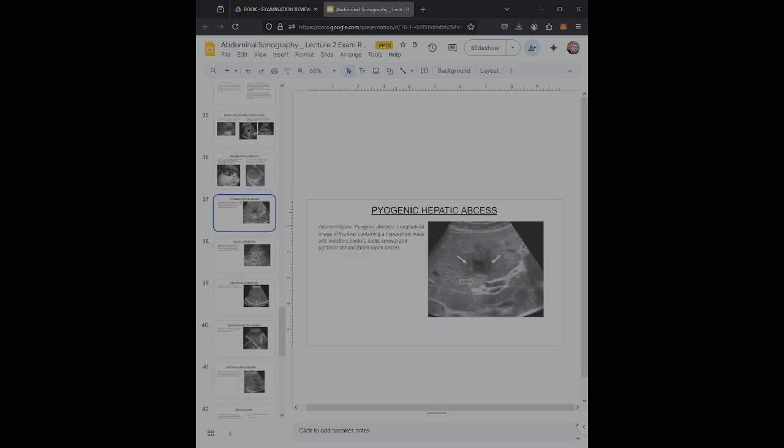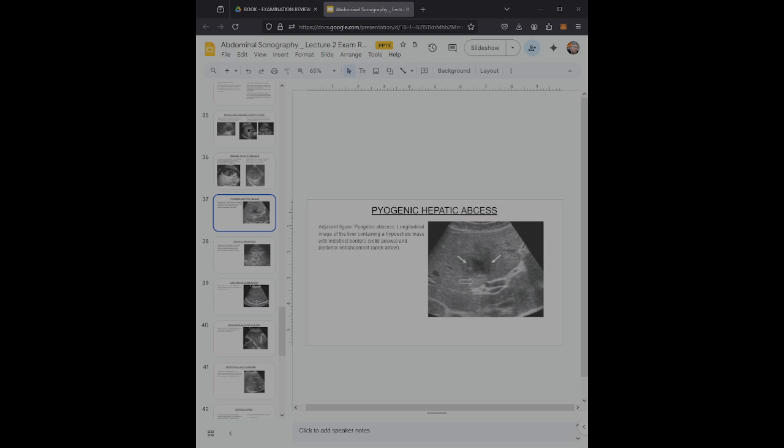Pyogenic hepatic abscesses can result from the spread of infection from inflammatory conditions such as appendicitis or endocarditis, and the bacteria enter the liver through the portal vein or the hepatic artery, or from an operative procedure. They can also enter via the biliary tree.